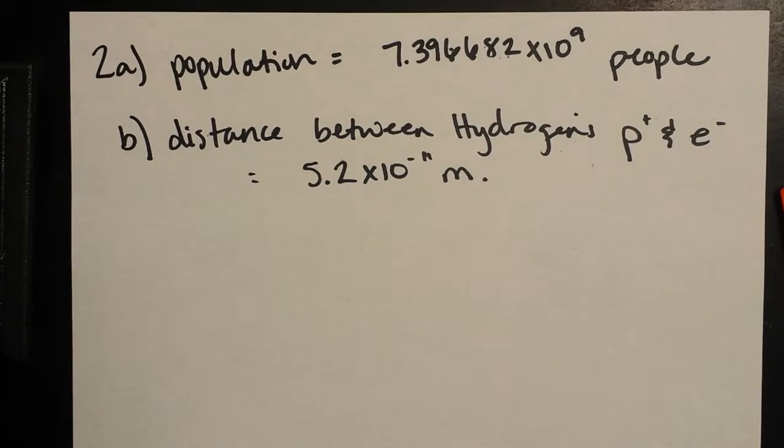Okay, now we're given numbers that are in scientific notation, and we need to take them out of scientific notation just to practice going back and forth.